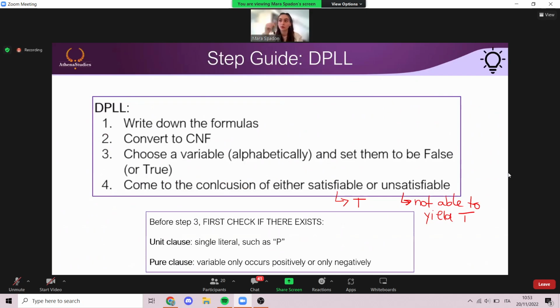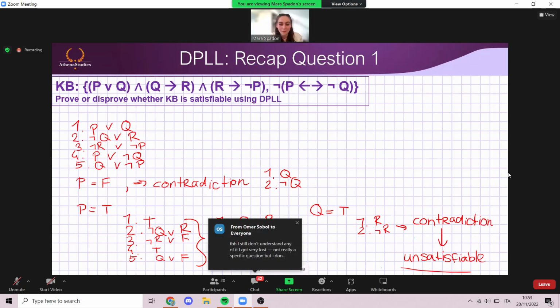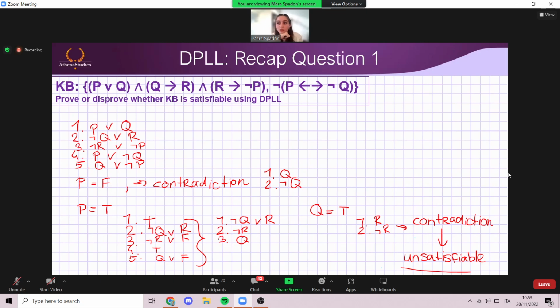Sorry, I wanted to ask, during the exam when we have to write DPLL, should we write false for P being false and then for P being true to show that we tried every option, right? Yes, so for DPLL, this is the open question. You basically have to write down everything I just wrote down.